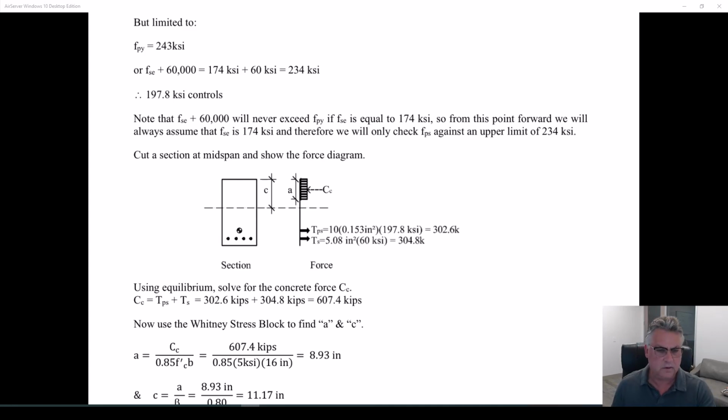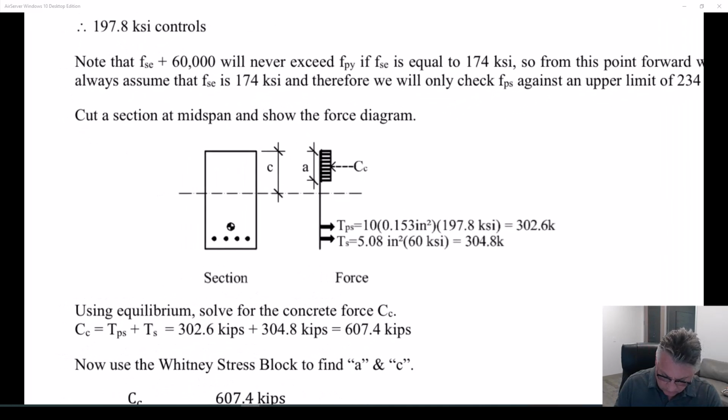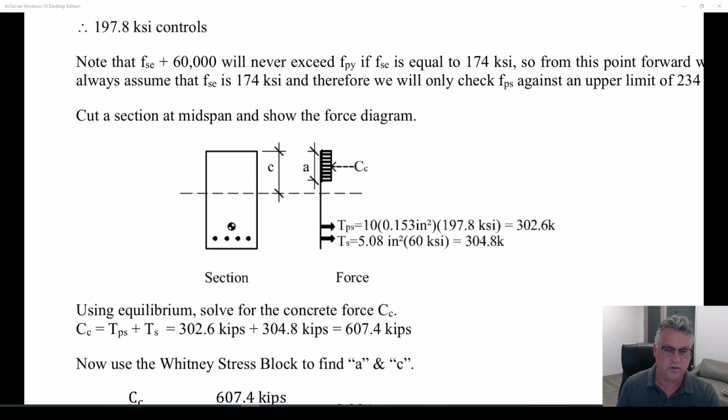So, cut the section. Remember, all that's really different in pre-stressed concrete, this is very familiar to you, very easy for you. You had this only in reinforced concrete. Now you have both of these. So your total tension force is made up of two tension forces: the bonded mild steel, and in this case the unbonded pre-stressing steel. Statics tells you that the compression in the concrete must be equal to the sum of the tension. It has to be.